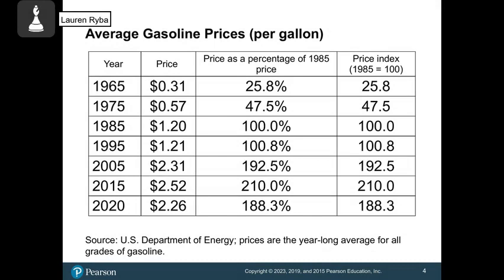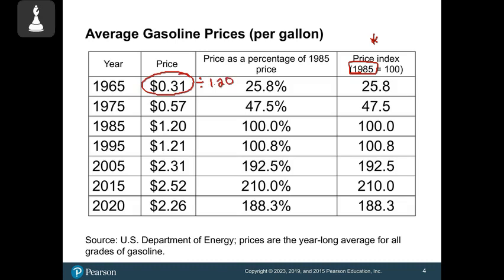The following is a table of average gasoline prices for the following years: 1965, 1975, 85, 95, 2005, 2015, and 2020. And you can see next is the price. What they do then is they want to calculate the price index over here based on using 1985 as the reference value. So all of these were calculated taking the value in question divided by the 1985 value and then timesing that by 100.